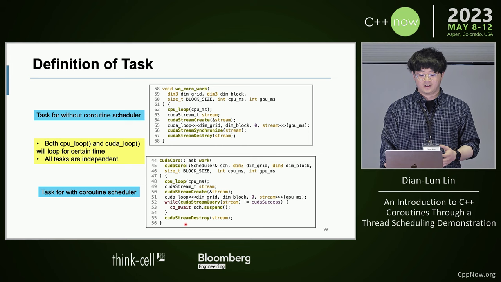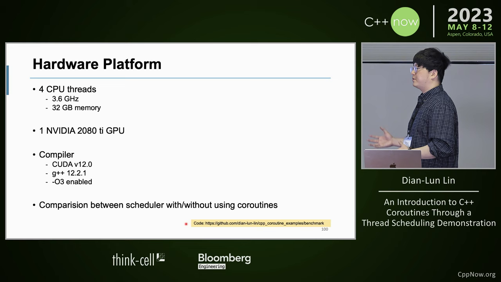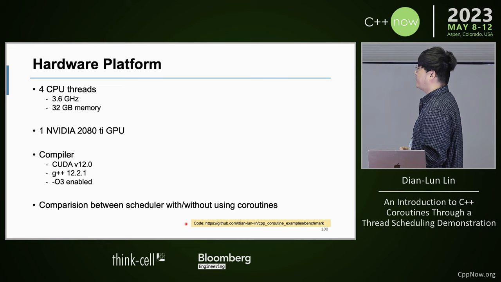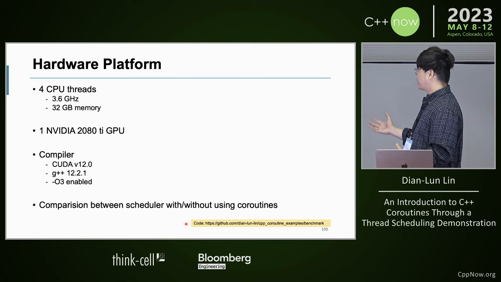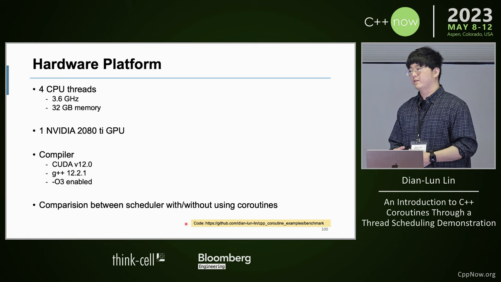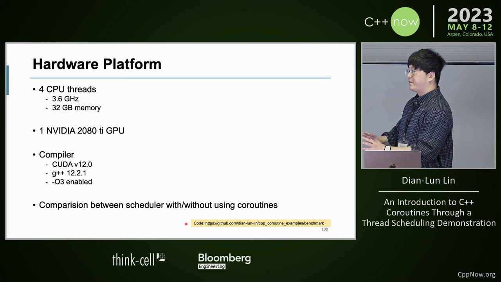This is the hardware platform I use. I use 4 CPU threads, each at 3.6 gigahertz. On the CPU side, I have 32 gigabytes of memory. And I use one NVIDIA 2080 Ti GPU. For the compiler, I use CUDA version 12 to compile GPU code, and for the CPU code, I use GCC version 12, and I enable the O3 optimization flag. I'll do a performance comparison between the scheduler with and without using coroutines.